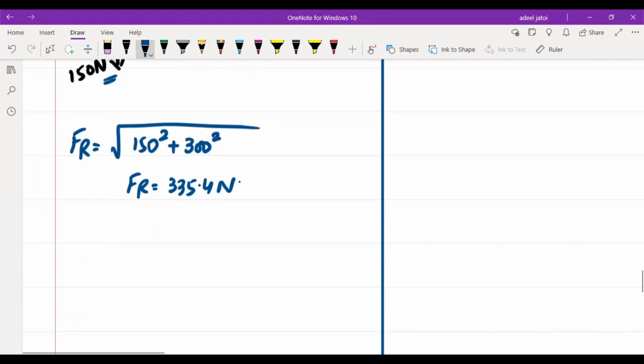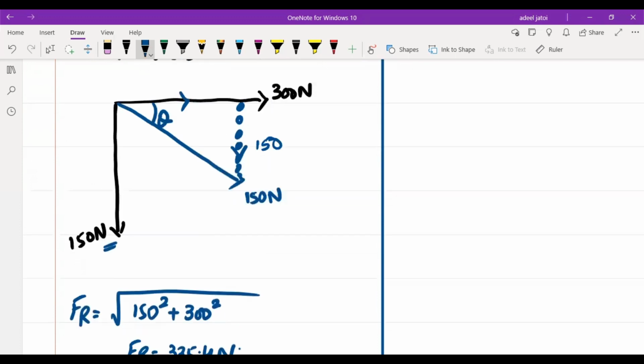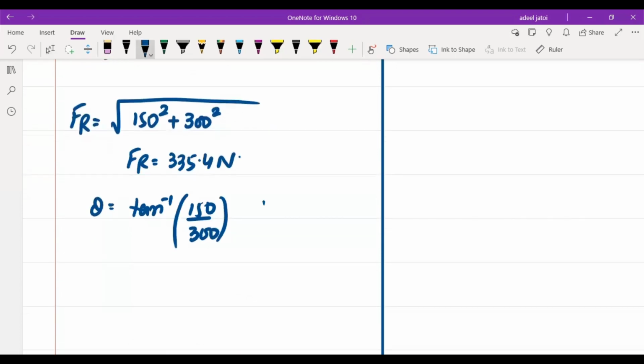Similarly, if you want to calculate tan inverse, your tan inverse will be 150 upon 300. Your 150 is the value, considering this should be 150 and this should be 300. So opposite upon adjacent. So theta becomes what? 26.6. But this is clockwise rotation, clockwise rotation from positive x-axis.